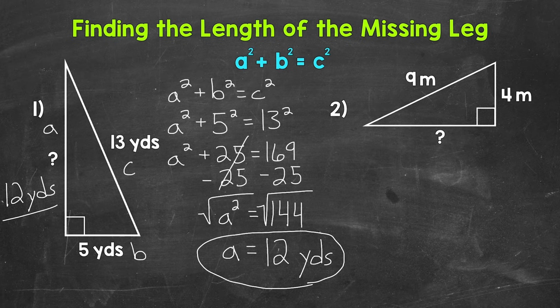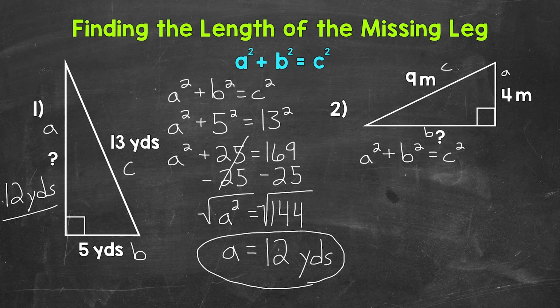Let's move on to number 2, where we have another right triangle, and we need to find the length of the missing leg. We are given the hypotenuse, which is 9 meters, and then one of the legs, which is 4 meters. So let's use A squared plus B squared equals C squared. Let's call this leg A, this leg B, and then again, the hypotenuse is always C. Now we need to plug in what we are given and work through the equation in order to find the length of the missing leg.